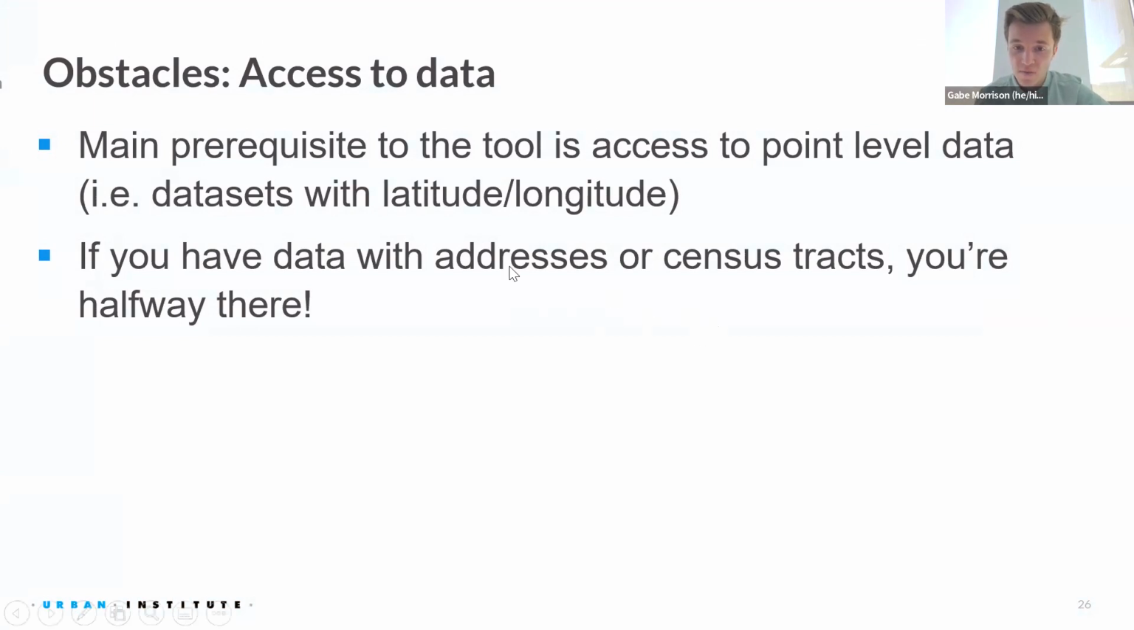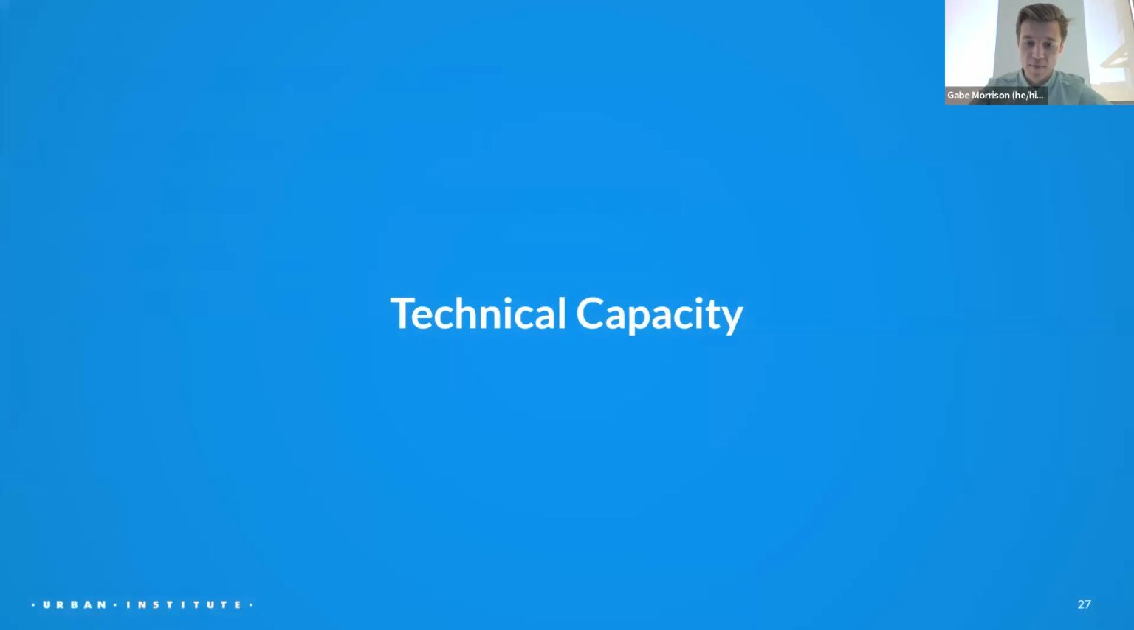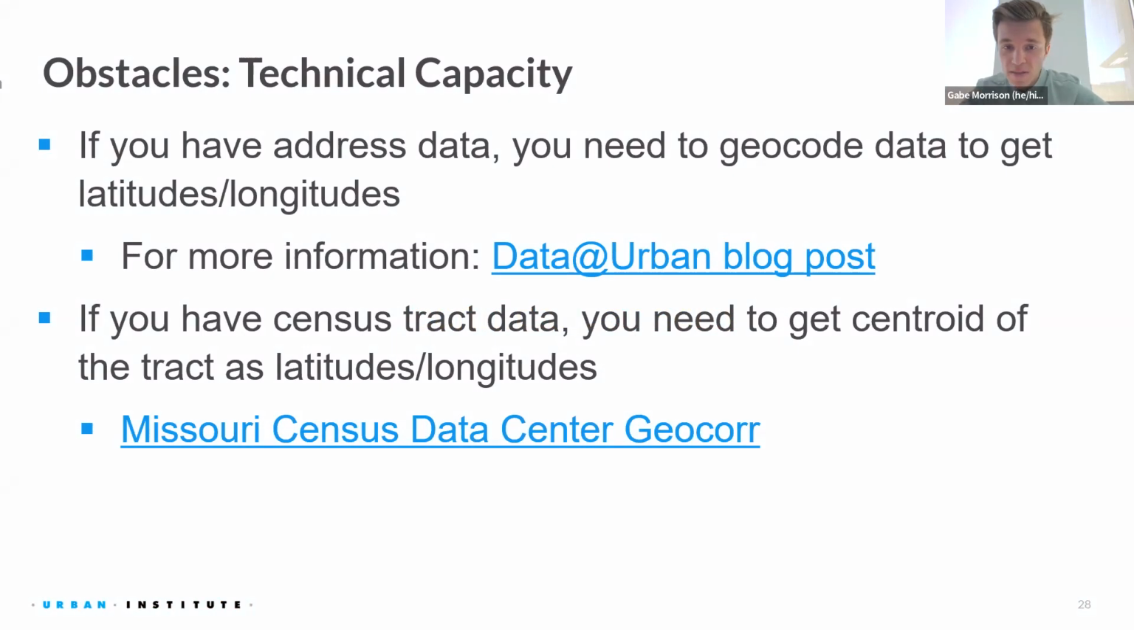But just as we talked about, if you have addresses, or if you have census tract data, you're halfway there, and we can give you some suggestions on what to do. That moves nicely into the second challenge of technical capacity. Suppose you have some spatial data, but it's not in this latitude longitude format. So what do you do? As Elena said, there's a process referred to as geocoding, where you take an address as an input, give it to some program, and it will return to you the latitude and longitude for that point. Very excited about moving forward.